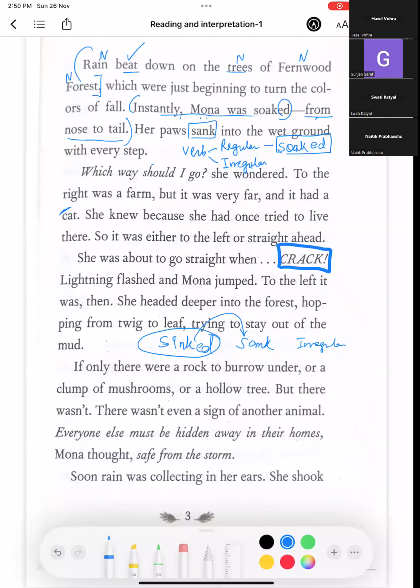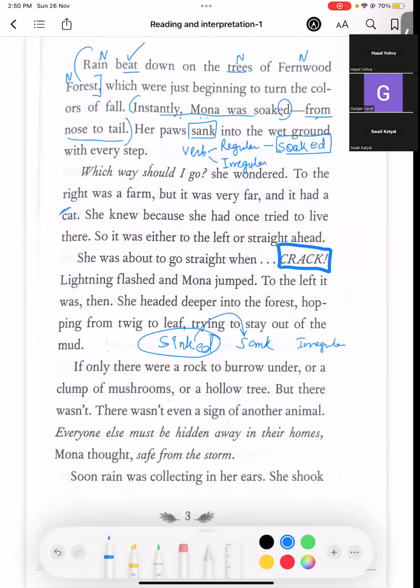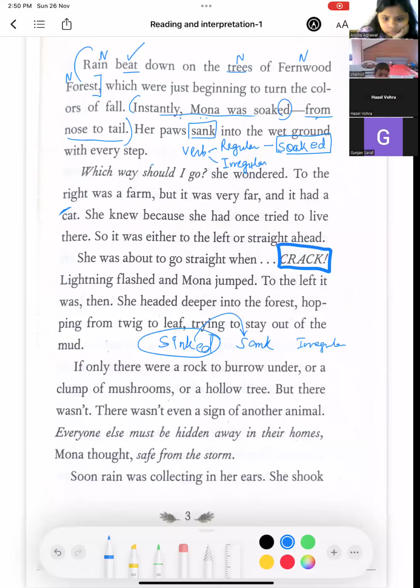Okay. She was about to go straight when crack, lightning flashed and Mona jumped. To the left it was then. So she thought of going straight, okay? But then since there was thunder struck there, she decided to go left. She headed deeper into the forest, hopping. Now see, this is hopping because there is a double P and it is not hoping. Okay? Hoping's spelling is H-O-P-I-N-G and hopping is H-O-P-P-I-N-G. Okay?